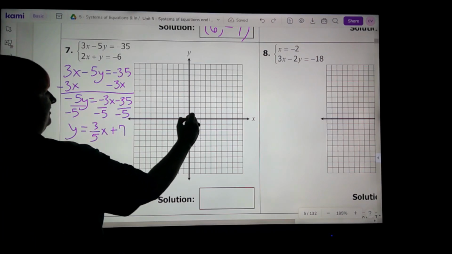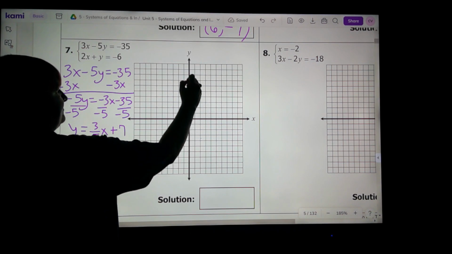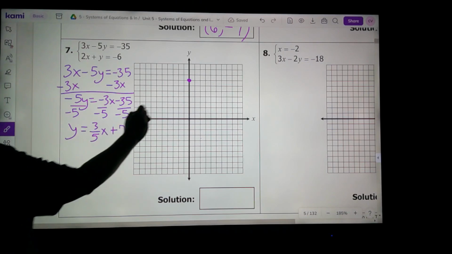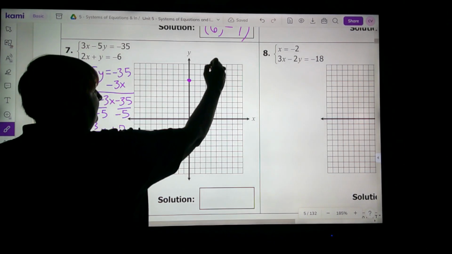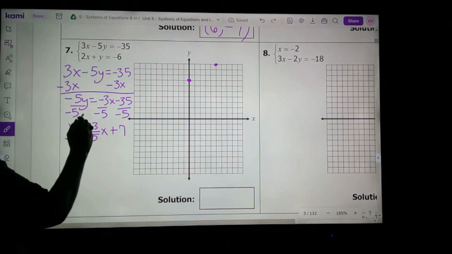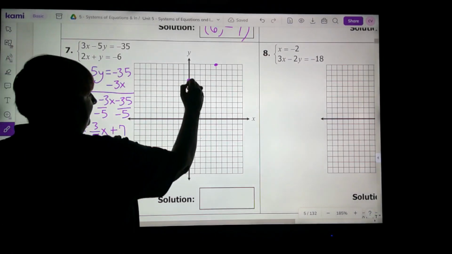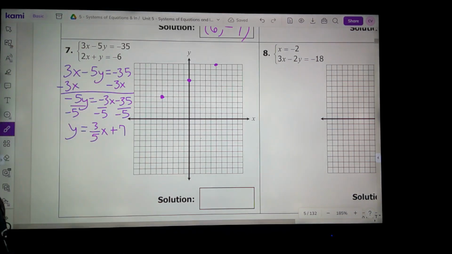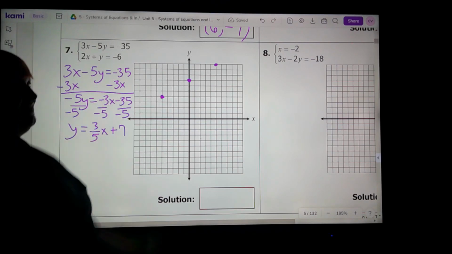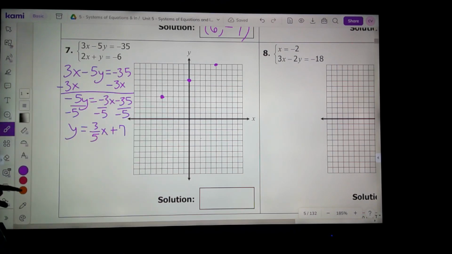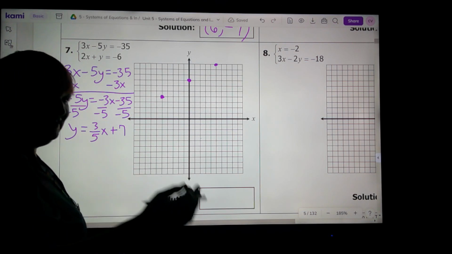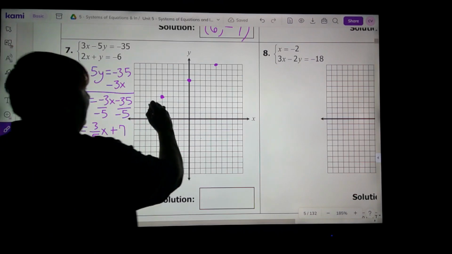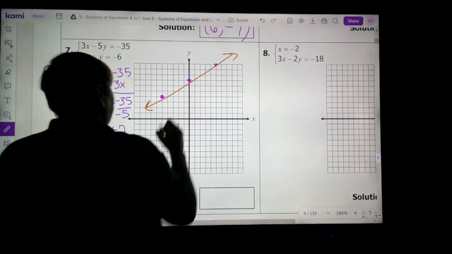I'll go ahead and graph it. 1, 2, 3, 4, 5, 6, positive 7 means go up. Up 3, right 5. Or the equivalent, down 3, left 5. How do you know if you did the right equivalent fraction? It makes a line. If it's not a line, you did something wrong, because we're making linear equations. We're graphing linear equations, lines. They have to be lines or they're not linear equations, period.